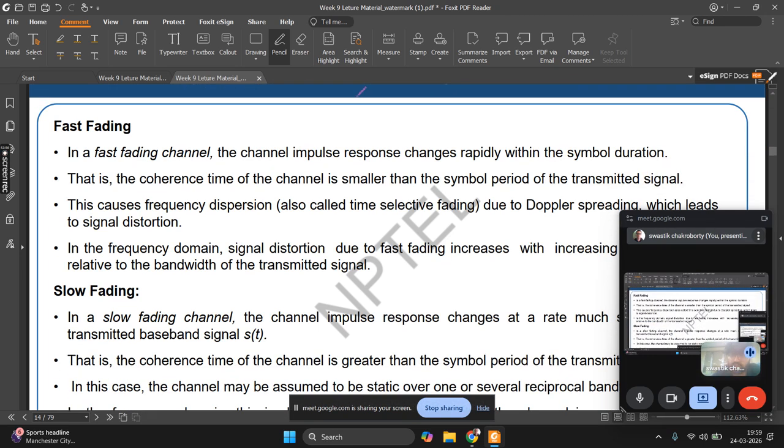Similarly, in the time domain, during the Doppler spread, you will get fast fading and slow fading. If the relative velocity is high, you get fast fading, and because your velocity is so high, your coherence time will be smaller. Your symbol will change faster than the coherence time, and you will get fast fading, where different time instances of the signal will experience different amounts of fading.